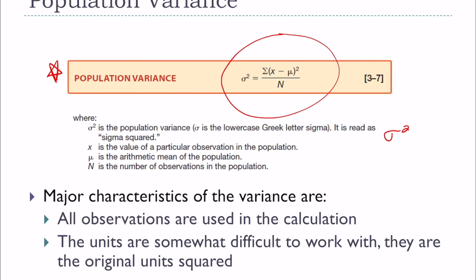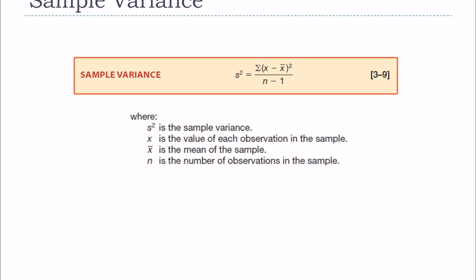And so the difference here, and why this is a better study of dispersion, is because variance is considering all the observations in our calculation. The units are somewhat clunky to work with, though, because if we were talking about dollar values, once we square it all, it becomes dollars squared. What does that mean? What does a dollar squared mean? And so that can be a little bit problematic.